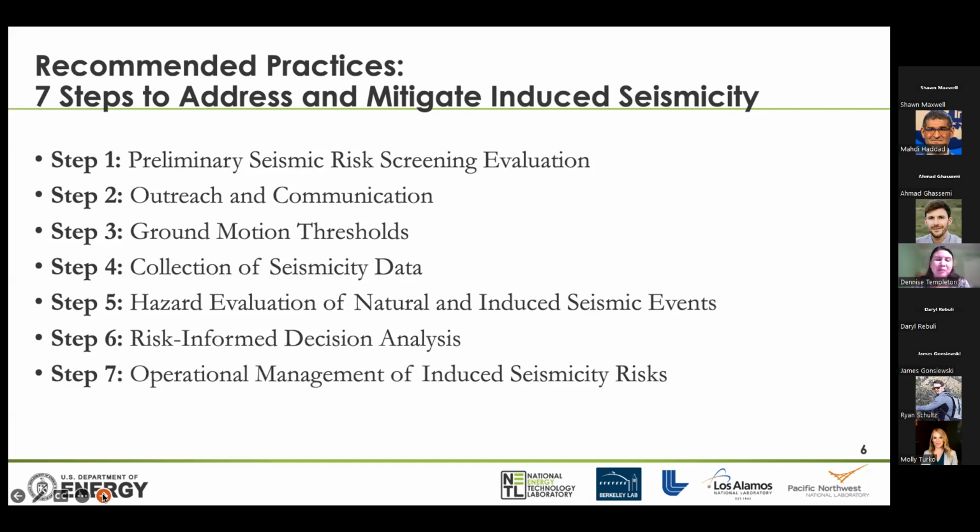I'll be going through this linearly, step 1 to step 7, but obviously there's a lot of feedback between these steps. So it is essentially a circular approach when we actually implement this.